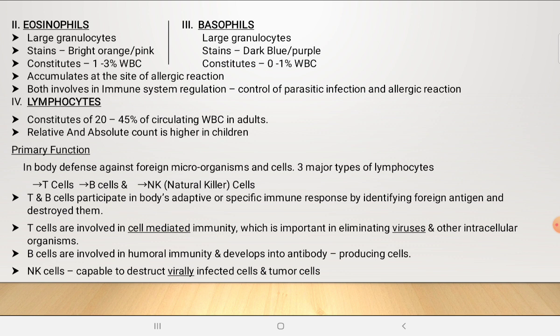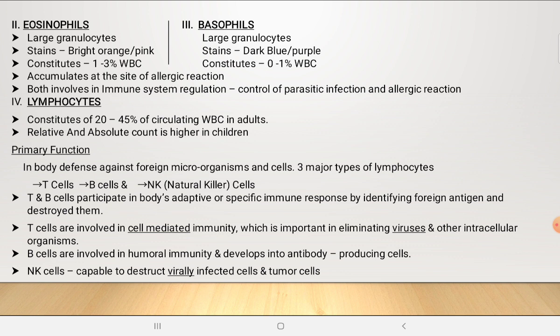Both their functions are basically accumulation at the site of allergic reactions. Both are involved in immune system regulation by control of parasitic infections and allergic reactions.